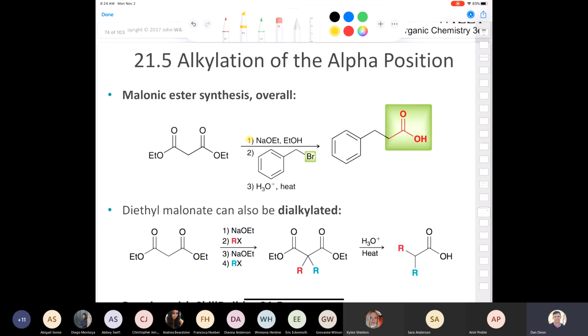Then first you're going to add your sodium methoxide to give you the doubly stabilized enolate, right? That's after the first step. And then that's going to work as a nucleophile and do a nucleophilic attack on your electrophile. Okay. Then all you've got to do is hit it with acid and heat it up, and you decarboxylate, or you lose carbon dioxide, and you end up forming a carboxylic acid with two new carbons.